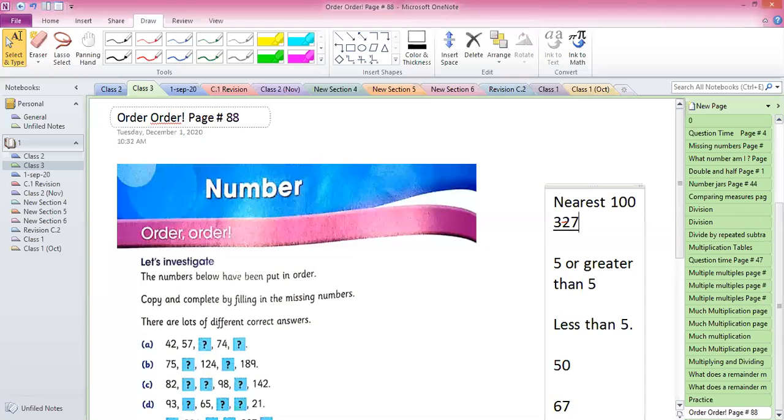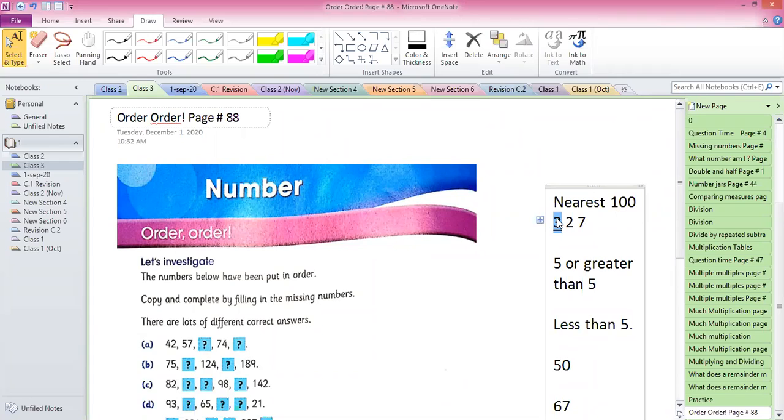That is 327. 327 is the number, and I have to round it off. Right, guys, I will give a little space in between these numbers. So 327, I have to round off to the nearest 100. So I will underline this 3, the hundreds place, please. Why? Because I have to round off to the nearest 100.